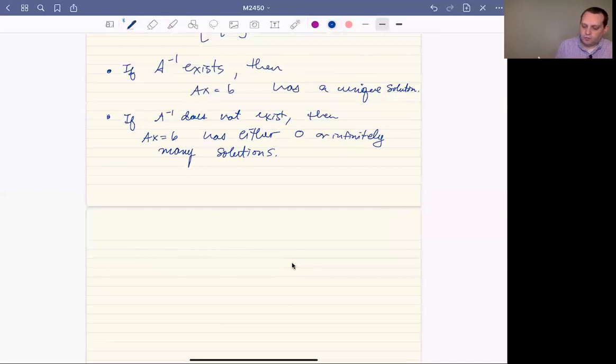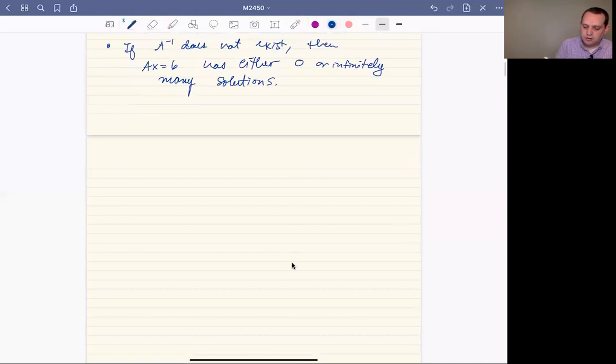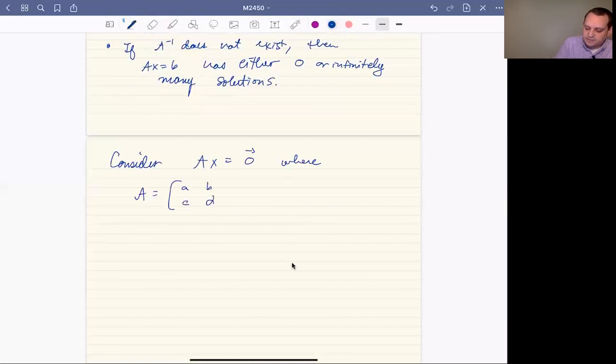And let's think about what this tells us about this system. So let's consider AX equals 0, where A is some matrix. I don't care what it is. Let's just make it a generic matrix, A, B, C, D. X is our variable matrix. And here by 0, I mean the 0 matrix. This is the 2 by 1 0 matrix, 0, 0.